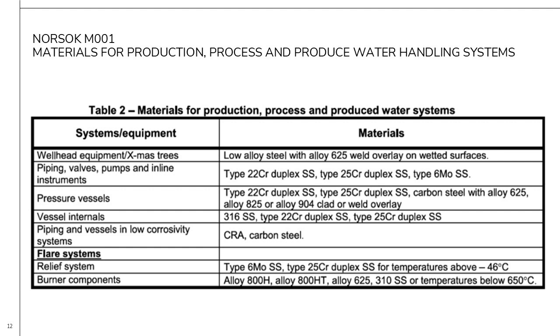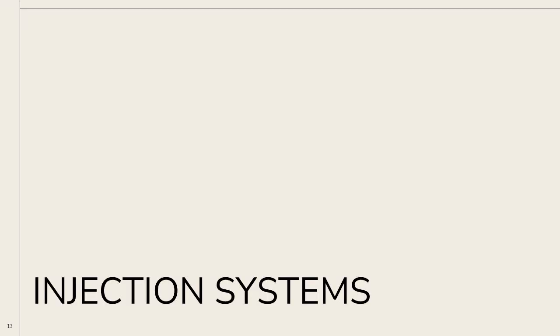Relief system, uses Type 6MO stainless steel and Type 25CR duplex stainless steel, especially for temperatures above -46 degrees Celsius. Burner components, made from alloy 800H, alloy 800HT, alloy 625, and 310 stainless steel, suitable for temperatures below 650 degrees Celsius. Material selection for injection systems.